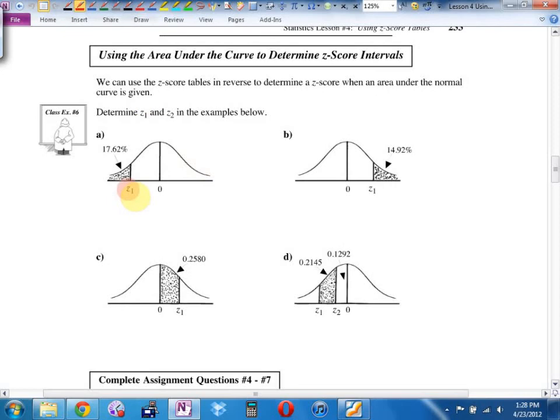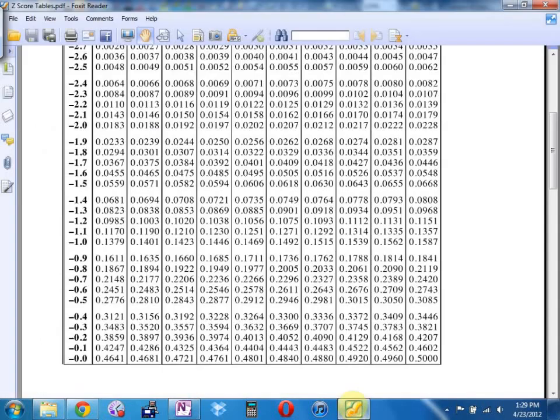There is some z-score that has an area to the left of it of 17.62%. First of all, what is 17.62% as a decimal? Okay, I'll make a little note here, 0.1762. Find your z-score, find 0.1762 as an area. I'm getting, oh, right here?